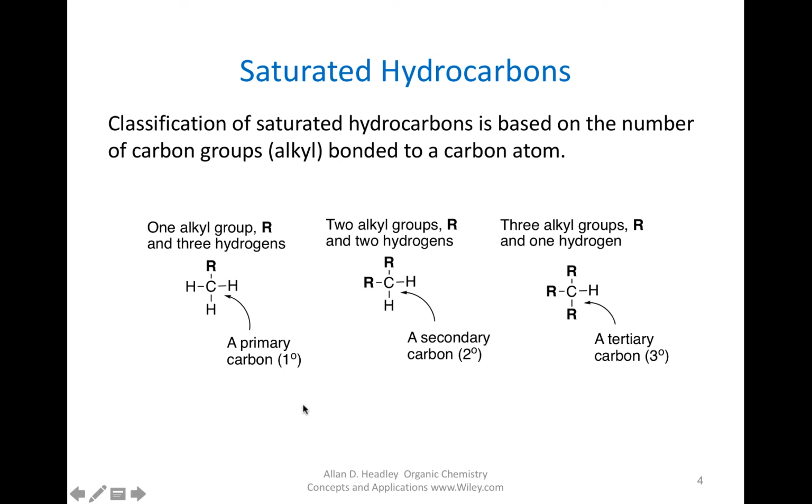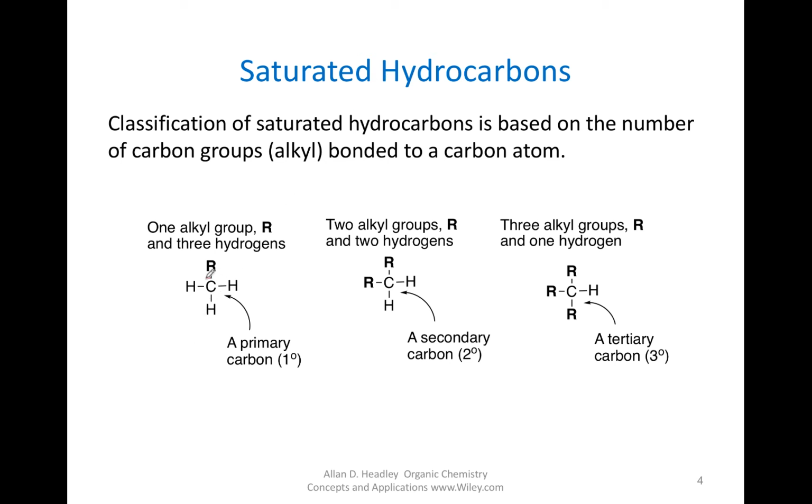In organic chemistry, we typically classify compounds. Of course, as you can imagine, there are literally millions of different organic compounds. So we can study them based on a classification. Here's one way of classifying hydrocarbons.